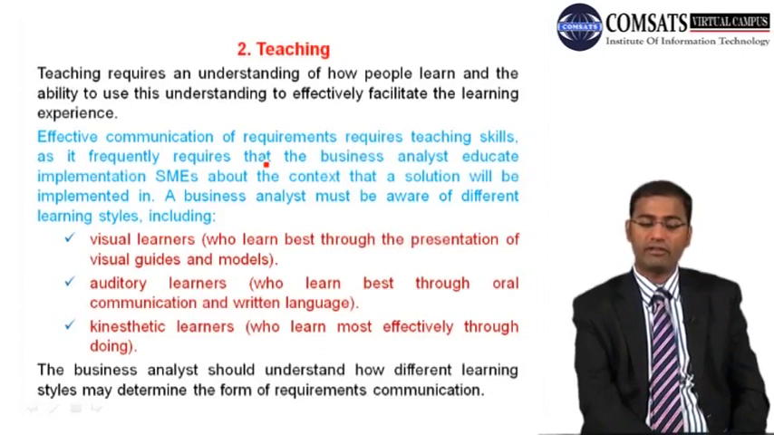A business analyst must be aware of different learning styles, including visual learners, auditory learners, and kinesthetic learners. Visual learners कौन से हैं? Who learn best through the presentation of visual guides and models. जो तस्वीरें जिनको दिखाएं, जिनको पिक्चर्स दिखाएं, सो वो बड़े अच्छे तरीके से उसको फिर एप्रीहेंड करते हैं. ऑडिटरी लर्नर्स कौन से हैं? जो कि जब आप उनको ओरल कम्युनिकेशन के थ्रू या उनसे जो लिखवा के अगर आप उनसे करें तो वो ज़्यादा उस तरह समझते हैं. उसके बाद काइनेस्थेटिक लर्नर्स वो हैं जो काम को खुद से करके करते हैं. सो आपको एप्रीहेंड करने की ज़रूरत है कि कोई शख्स या जो भी आपके टारगेट या स्टेकहोल्डर है उसका क्या लर्निंग स्टाइल है.